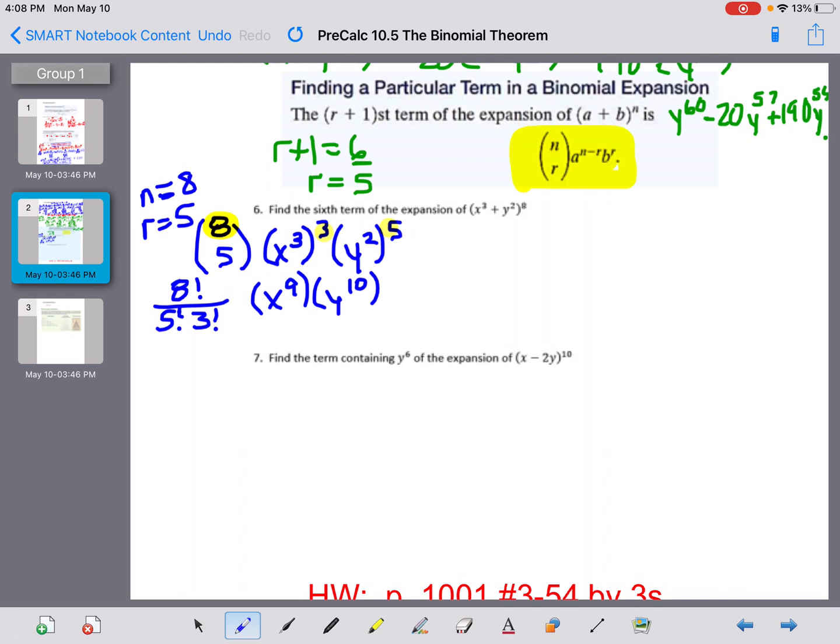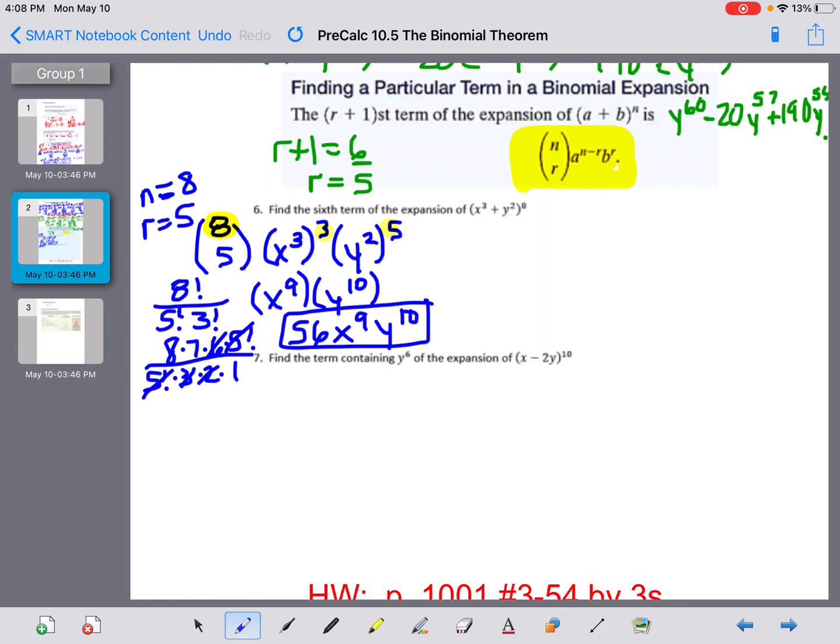Okay, that is 8 times 7 times 6 times 5 factorial over 5 factorial times 3 times 2 times 1. My 5 factorials cancel. My 3 times 2 is 6, so that can cancel. So I get 56, x to the 9th, y to the 10th. Okay, so that would be my 6th term in that expansion.